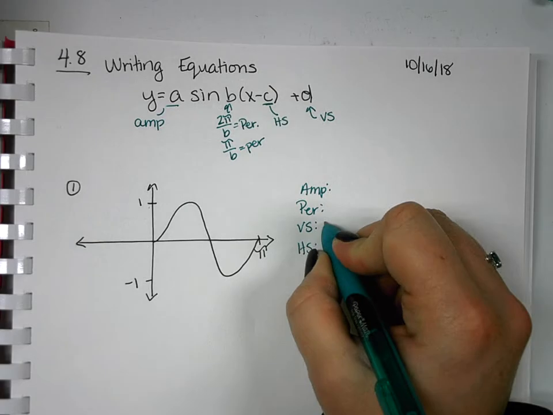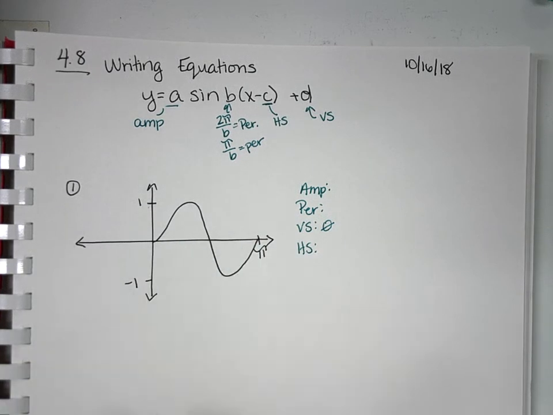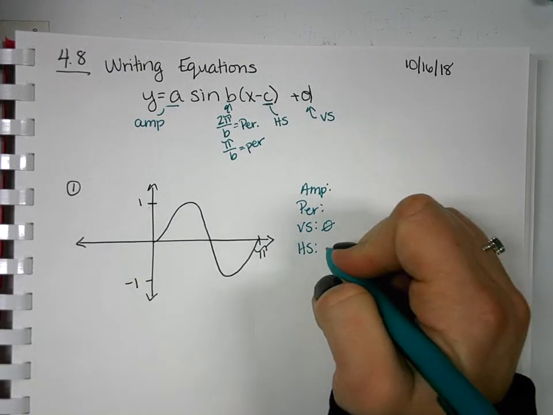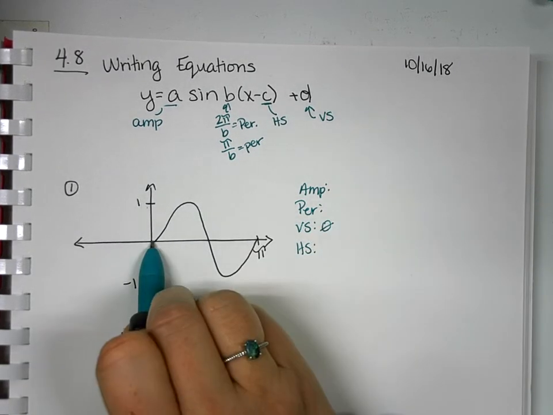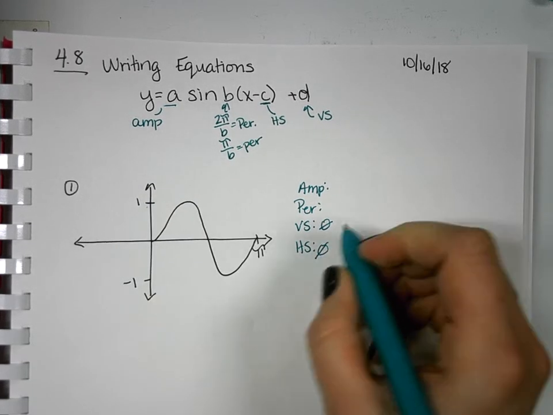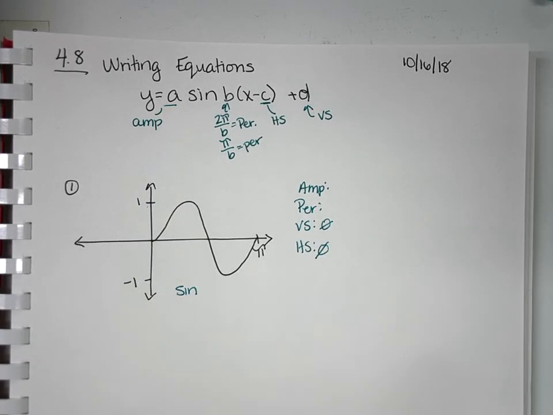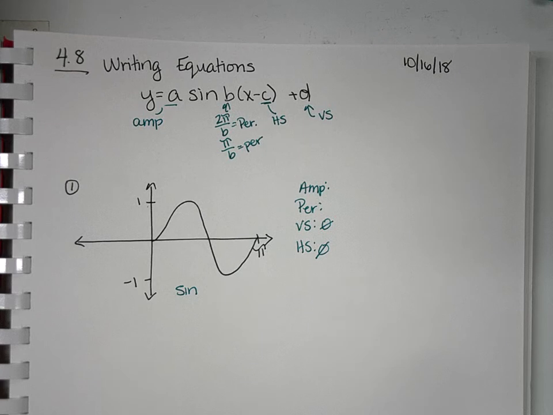So vertical shift, there isn't one because it goes symmetric across the x-axis. There's no shifting up or down. Horizontal shift, well, if we think of this as a sine graph, then there is no horizontal shift. Now, if you thought this was a cosine graph that was shifted, we'd have another story. Go with the one that's more obvious, okay? So even though this could be a cosine graph if you had a horizontal shift, it also looks like a sine graph starting at 0, so go with sine.